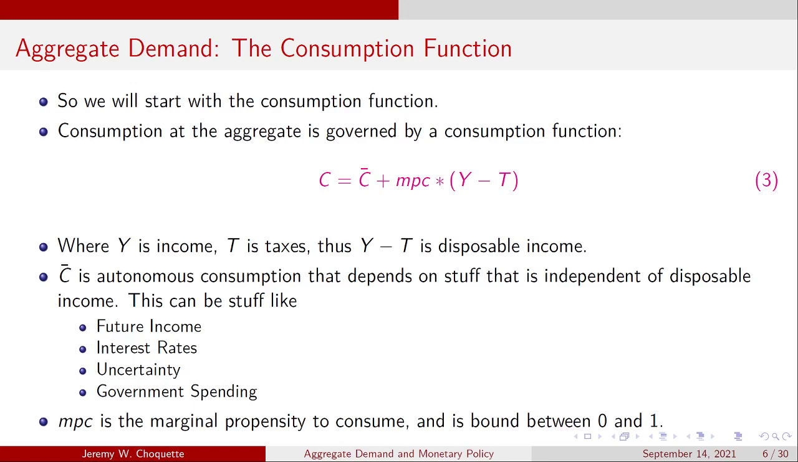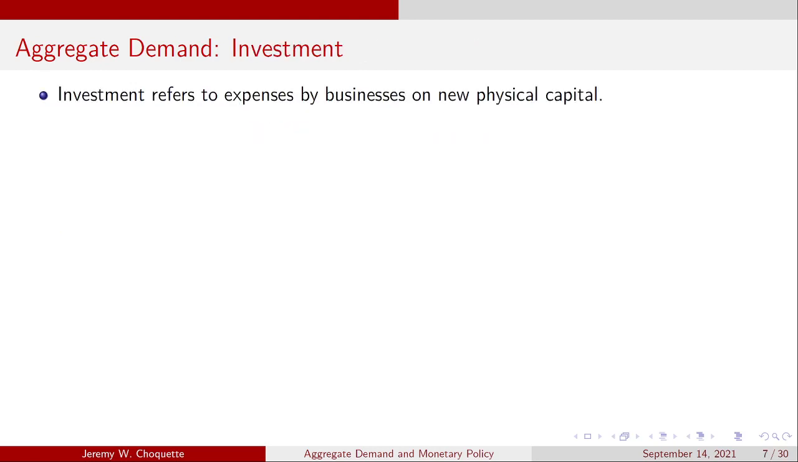Finally, this MPC, this is what's known as the marginal propensity to consume, and it's bound between 0 and 1. That's all you really need to know right now. There will be like a problem set where you get to play around with the marginal propensity to consume, see kind of what the relationship is with it. But for now, it's just bound between 0 and 1.